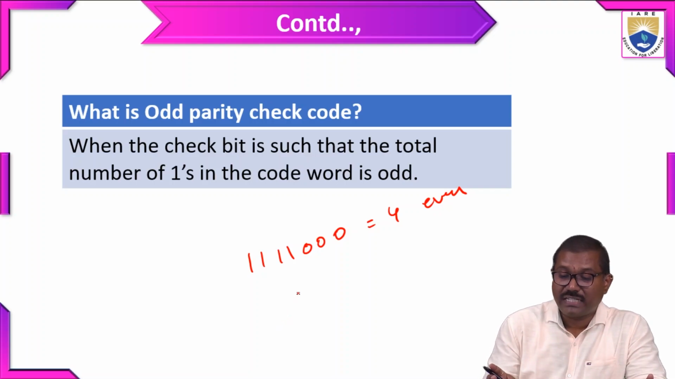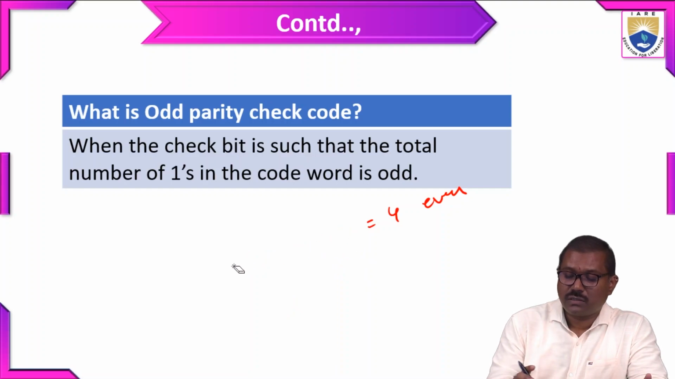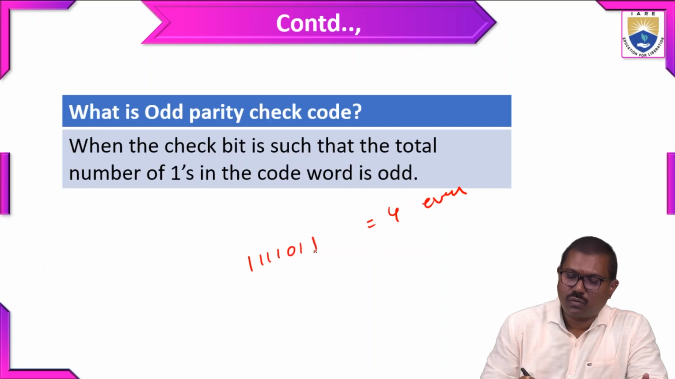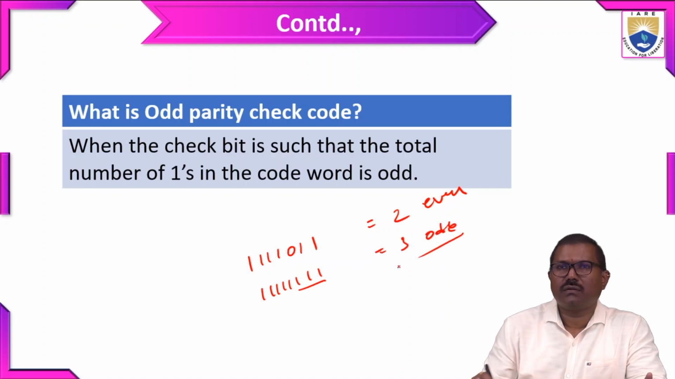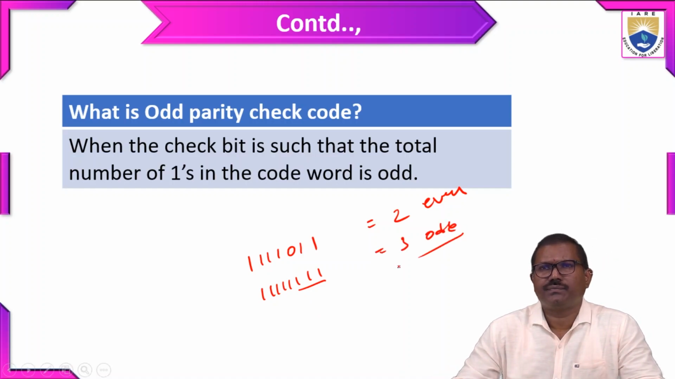No, here only in check bits, not in all message bits. For example, here 2 ones. This is even. Or all ones for a 7-bit code, so now it is 3. This is odd parity check code.